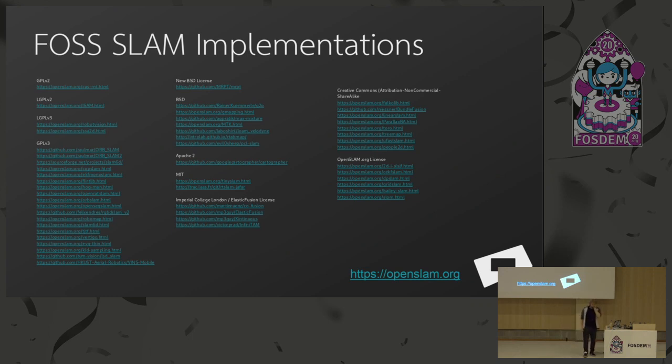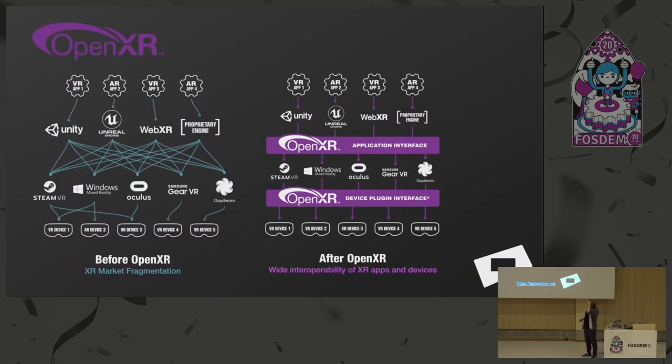there are quite a lot. They have different versions and different quality of projects. Most of them are from academia. And there is a site, openslam.org, that catalogizes all of them. For Monado, we will choose one for you in the near future, so you don't need to choose that. But there's a lot going on in open source SLAM.